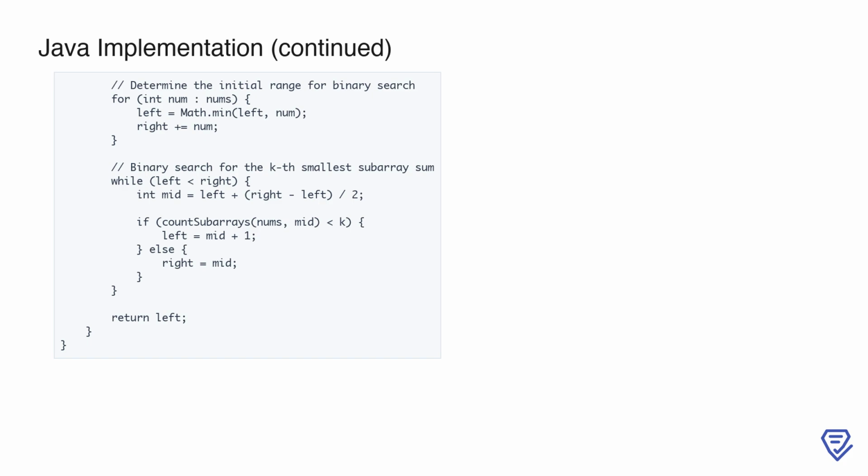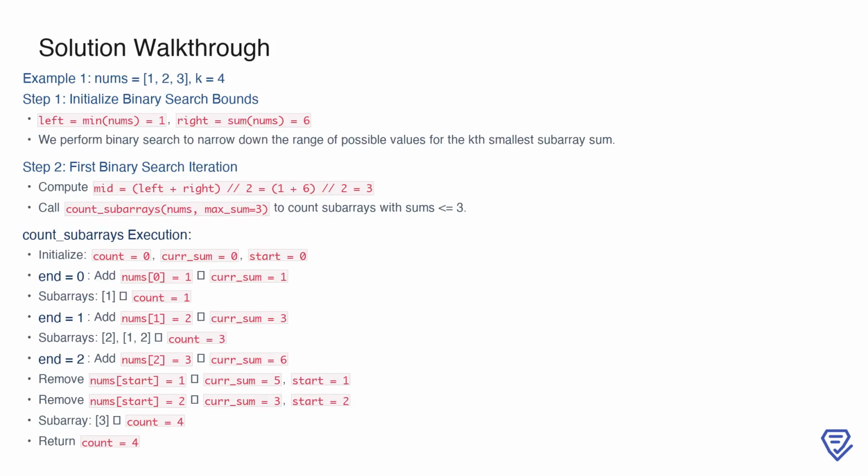To solve the problem, we start with the first example where nums is 1, 2, 3, and k is 4. The goal is to find the fourth smallest subarray sum. We begin by initializing the bounds for binary search. The left bound is set to the smallest number in the array, which is 1, and the right bound is the total sum of the array, which is 6. Binary search will help us narrow down the range of possible values for the kth smallest subarray sum.